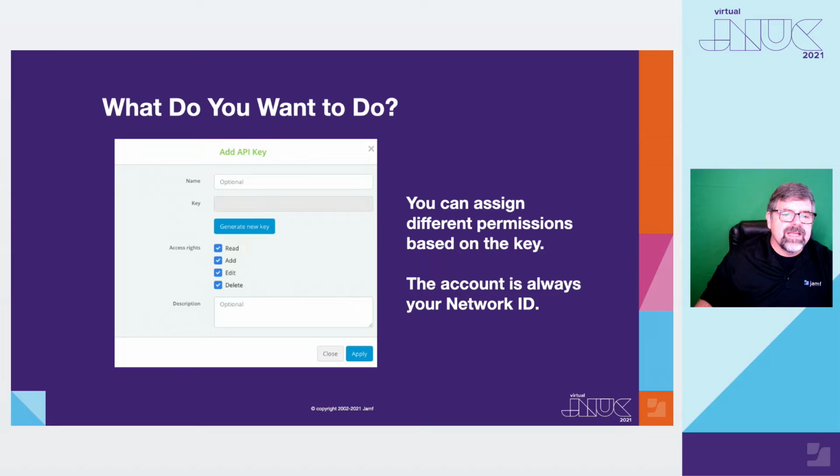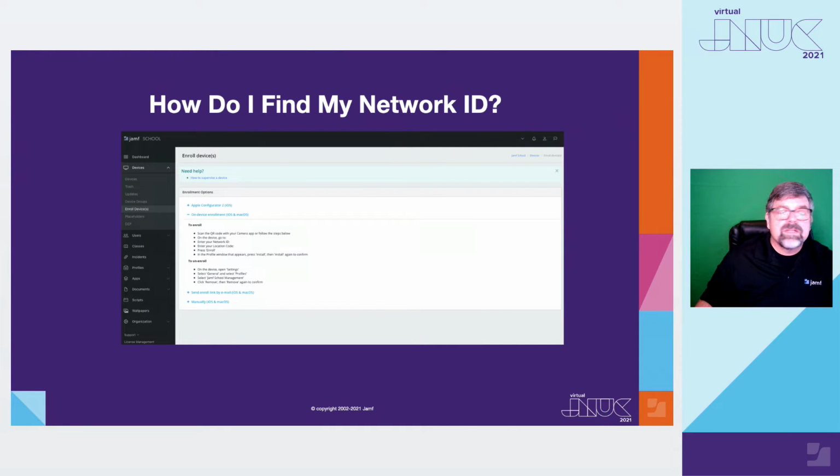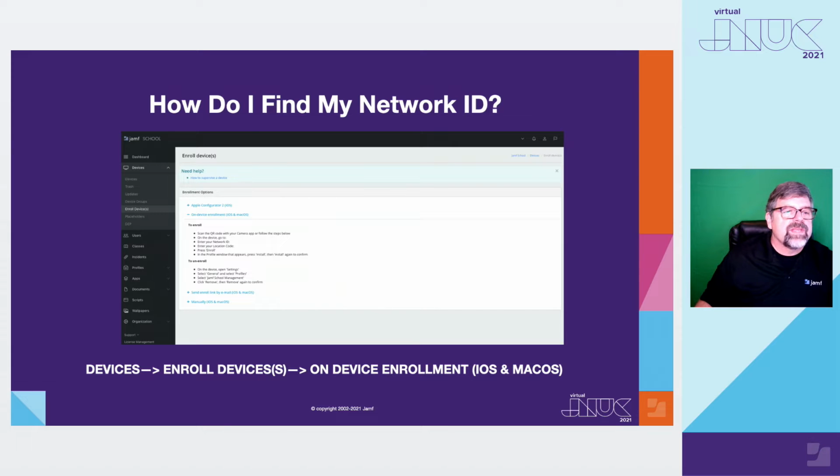Once you build the API key, the next thing you're going to need is something called a network ID. How do you find your network ID? Well, it's located within your Jamf School instance. We can find it under Devices, Enroll Devices, and within the macOS iOS on-device enrollment setting. So now you have your network ID and your API key.